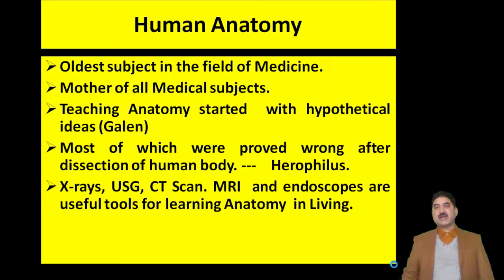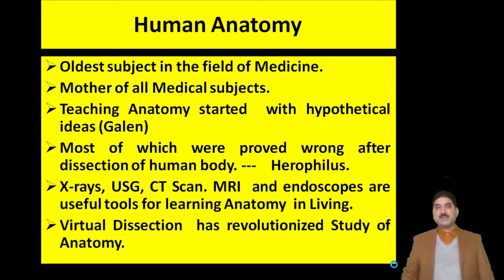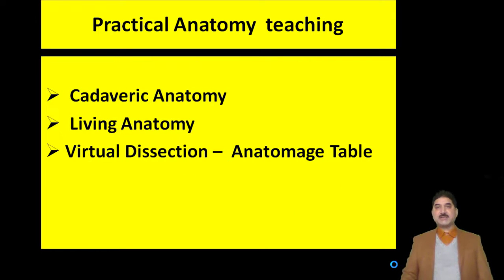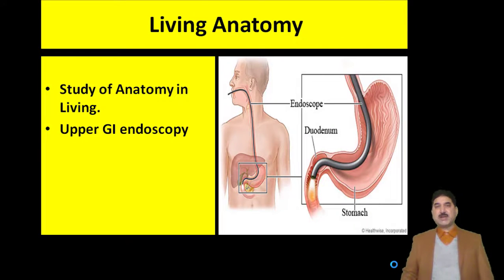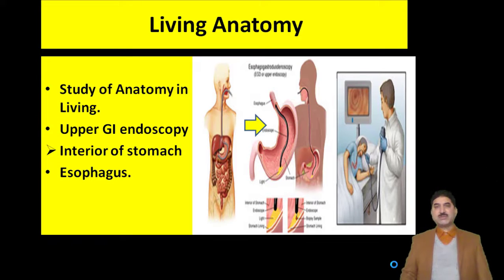X-rays, ultrasound, CT scans and MRIs are useful tools which help us in learning anatomy. Virtual dissection, as already said, has revolutionized the teaching of anatomy, but all of them are substitutes for real cadaveric dissection. Let me ask you how practical anatomy is taught. It can be taught on living subjects, what we call living anatomy. It is the study of anatomy in the living. For example, in upper GI endoscopy, the interior of the stomach is visualized with an endoscope introduced inside the stomach. It is fitted with a camera, and we can see the interior of the stomach on a screen.